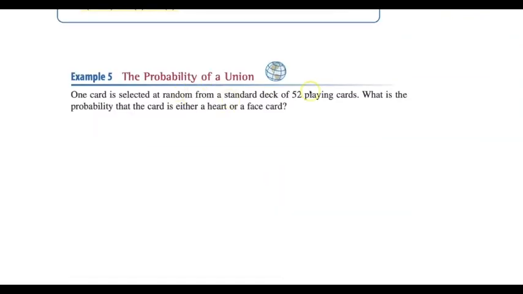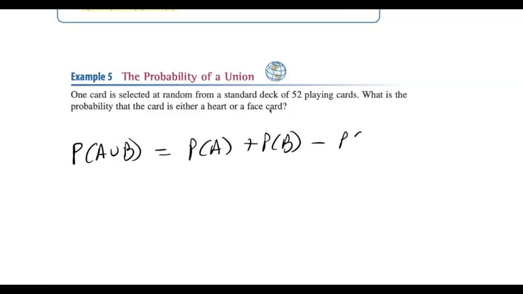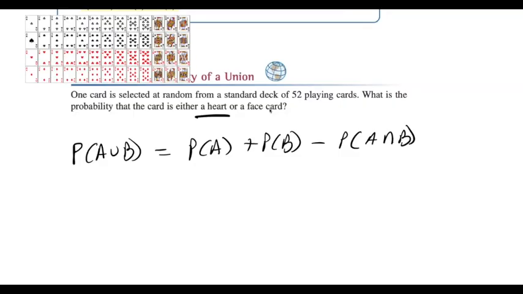One card is selected at random from a standard deck of 52 cards. What's the probability that the card is either a heart or a face card? I'm going to use this formula: probability of A plus probability of B minus what they have in common, A intersection B. Now, a heart, there's 13 hearts in the deck. The probability of a heart is 13 out of 52.